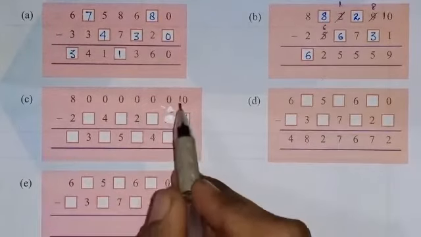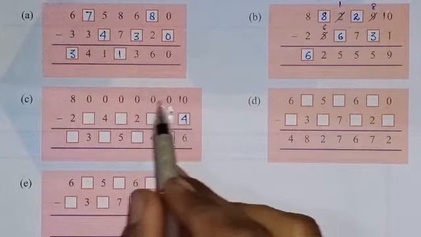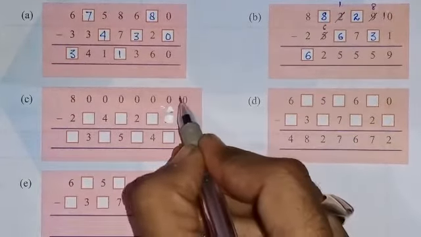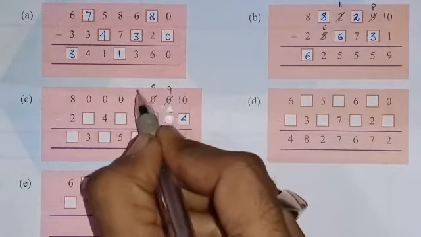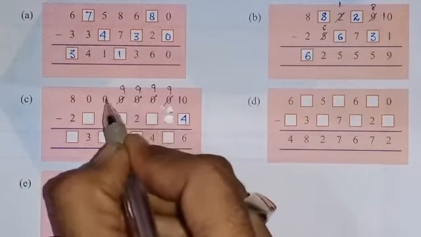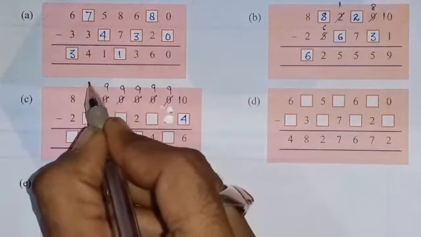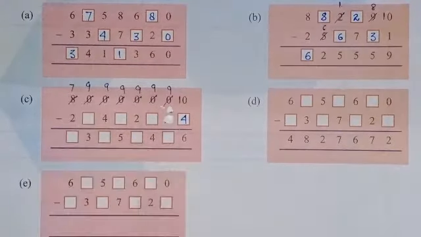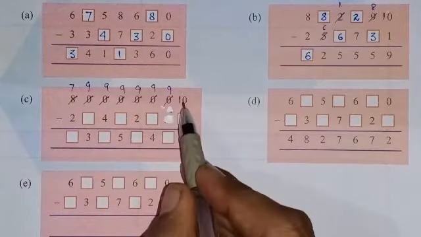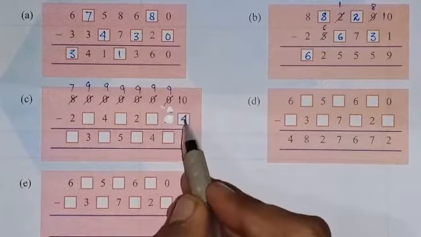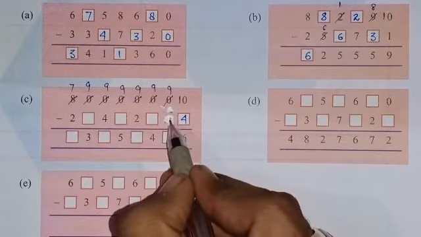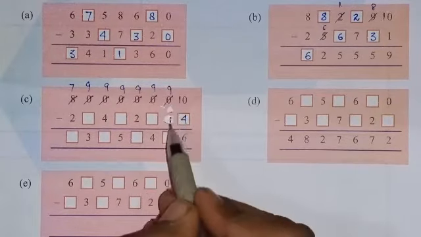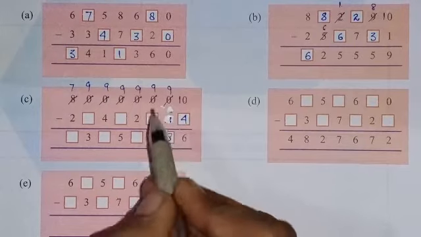Continue C. There all numbers are given zeros. So make it 10. This will be 9. Again 9, again 9, again 9, again 9, again 9. And this one will be 7. Okay, students. Now from 10, if we subtract 4, then we will get 6. Okay, students. Here 1 was given. So 9 minus 1, it will be 8.